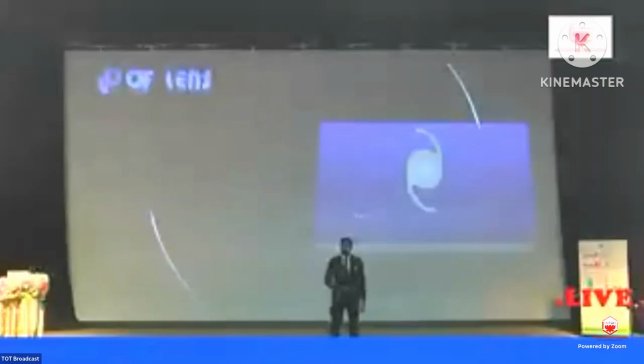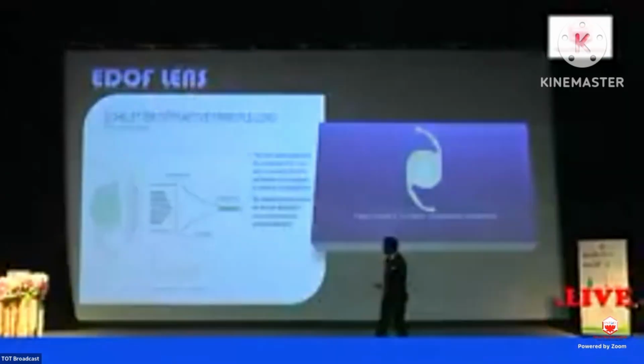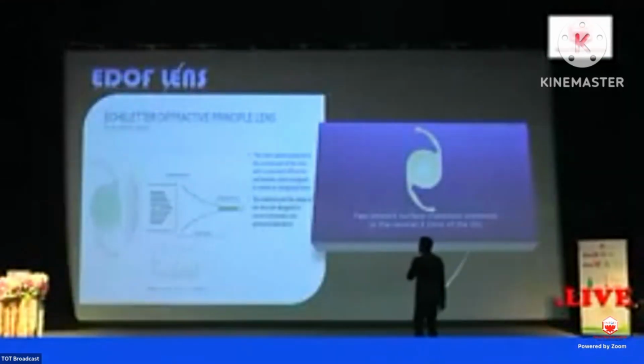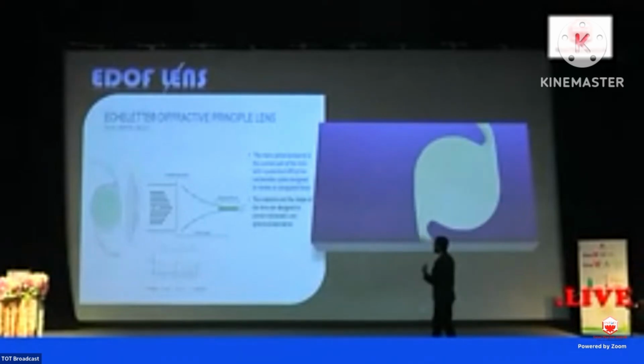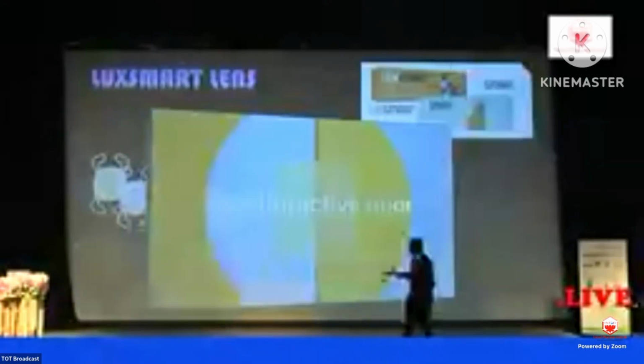There came the concept of extended depth of focus lenses, which has the main optical property of a patented diffractive plane providing a range of intermediate vision. Another similar lens is the Lucidis smart lens of Bausch and Lomb, which works with the same mechanism, but unluckily it is not available in the Indian market yet.